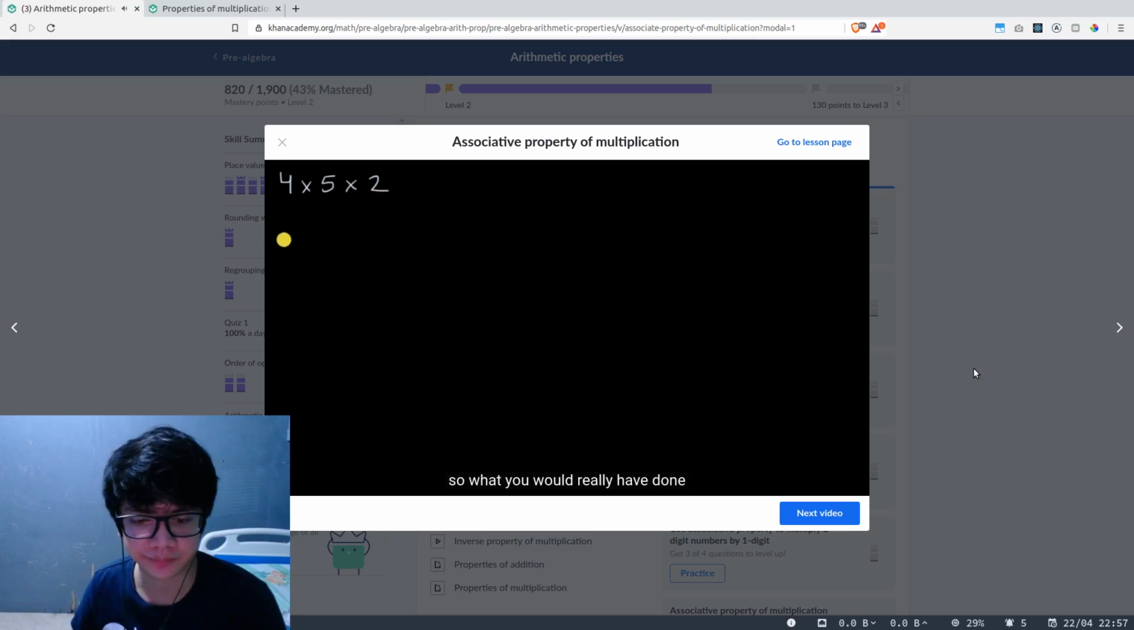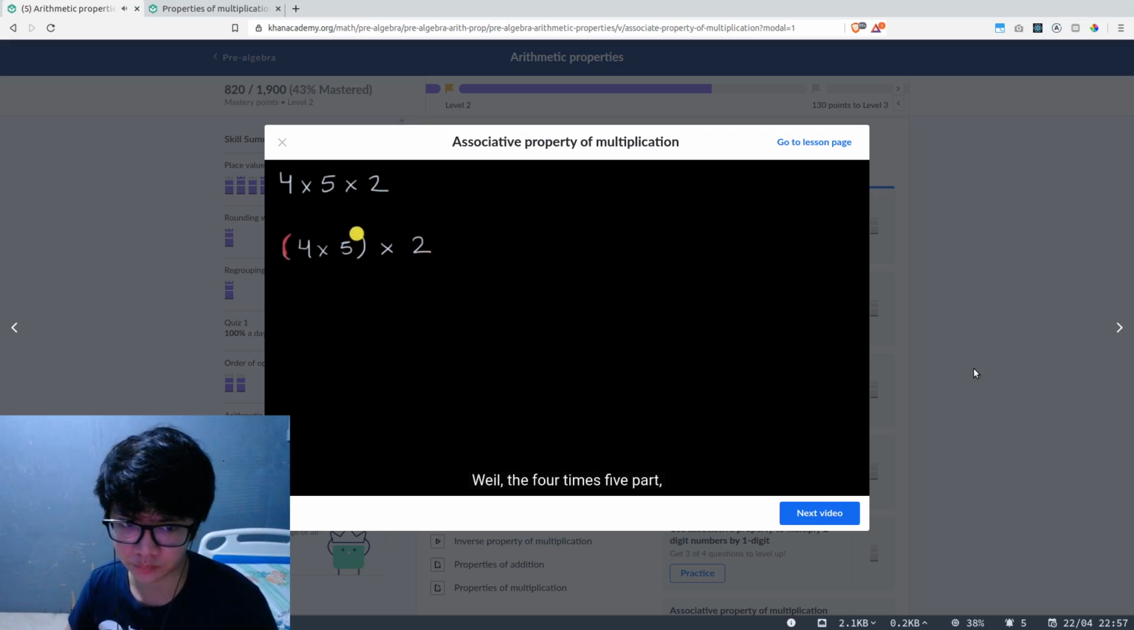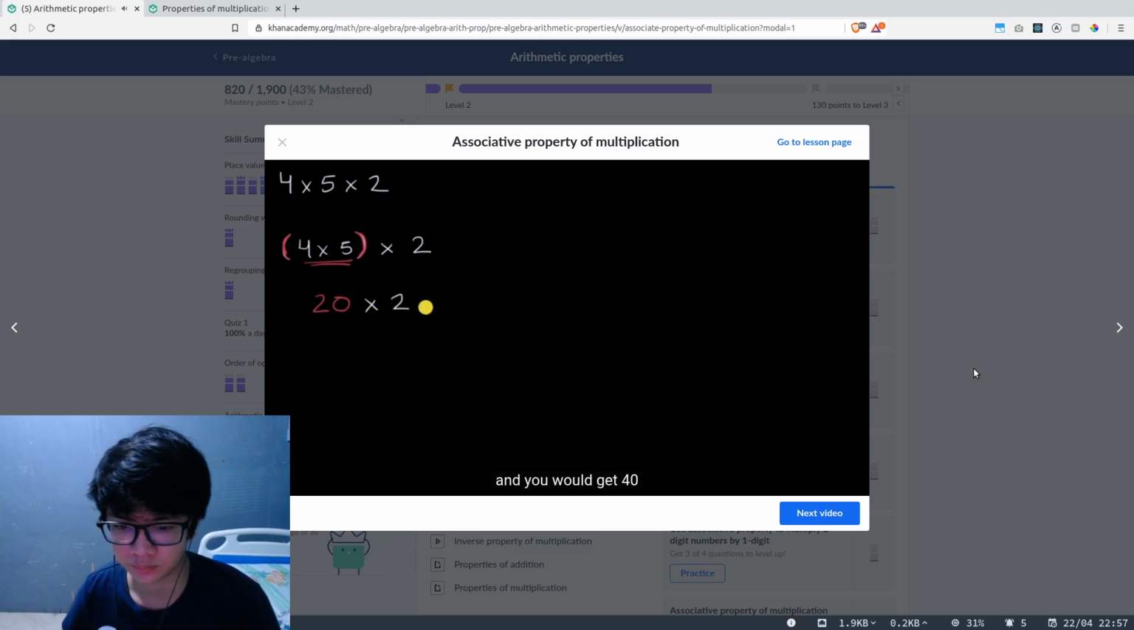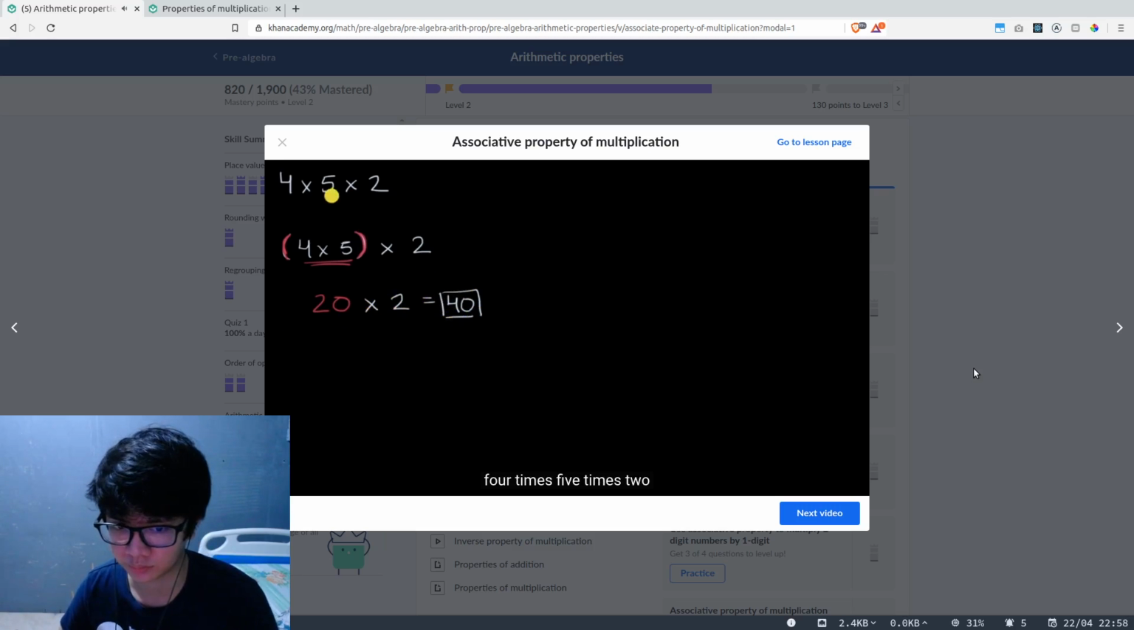So what you would really have done is, you would have done 4 times 5 first. That's why I put parentheses around that. And then you would have multiplied by 2. And what would you have gotten? Well, the 4 times 5 part, that is, of course, 20. And then you multiply that times 2, and you would get 40, which, of course, would be correct. 4 times 5 times 2 is indeed equal to 40.